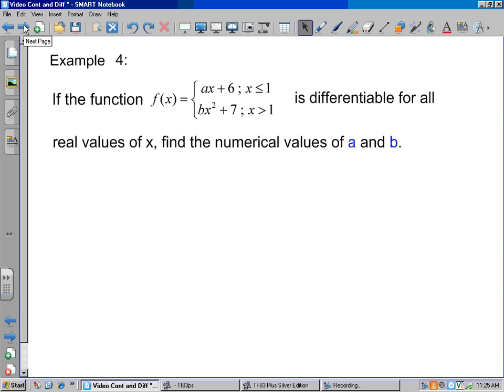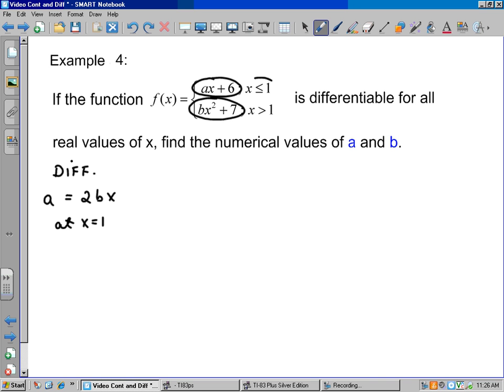All right, let's give one more shot. If this function is differentiable, find the values of a and b. So now you probably know how to do it. If the function is differentiable, that means that the left-hand derivative is going to equal the right-hand derivative. So let's take the derivatives of these two equations. The derivative of ax plus 6 is just a. The derivative of bx squared plus 7 is 2bx. And they have to be differentiable at x equals 1 because that's where they meet, right? So if I plug that in, I get a equals 2b. We'll just leave it like that for now.